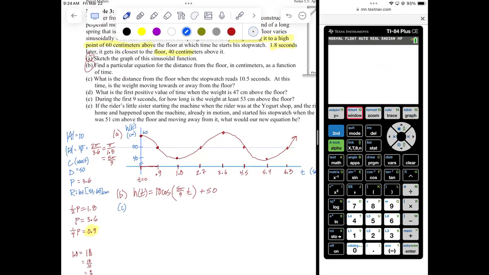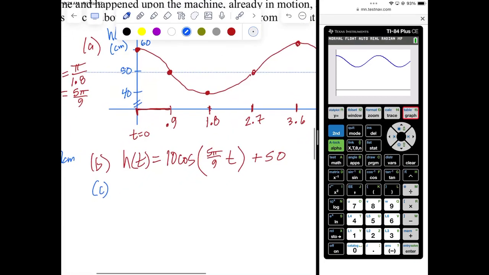Now, my window went out to 6.3. It didn't go out to 10.5, did it? So, again, you have two options. You can change your window to an X max that includes 10.5, or you could just do it the way we did yesterday, which is what I'm going to do. Now, first, you have to put h of 10.5. If you don't show that, you're not going to get credit for the answer.